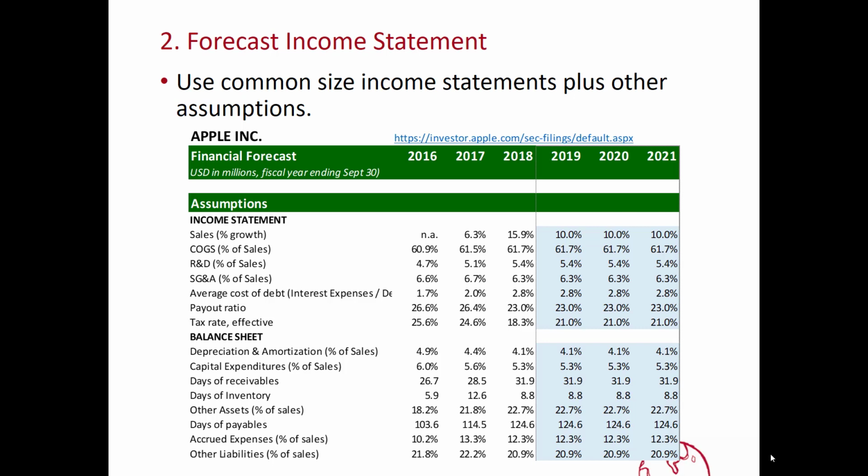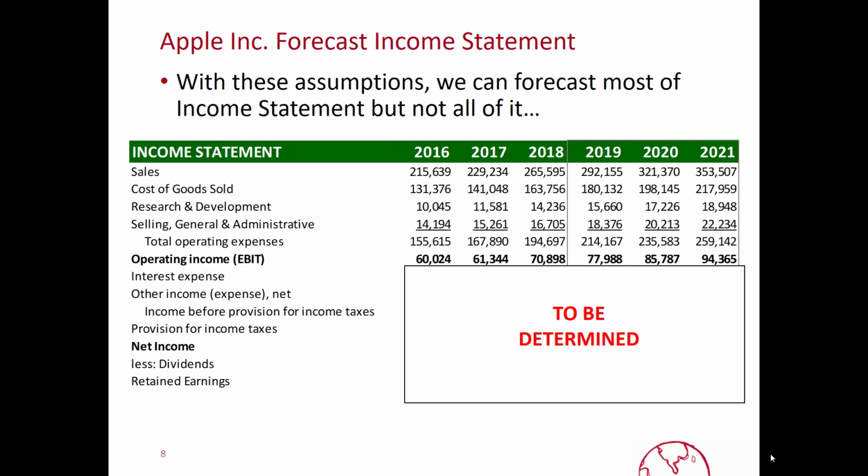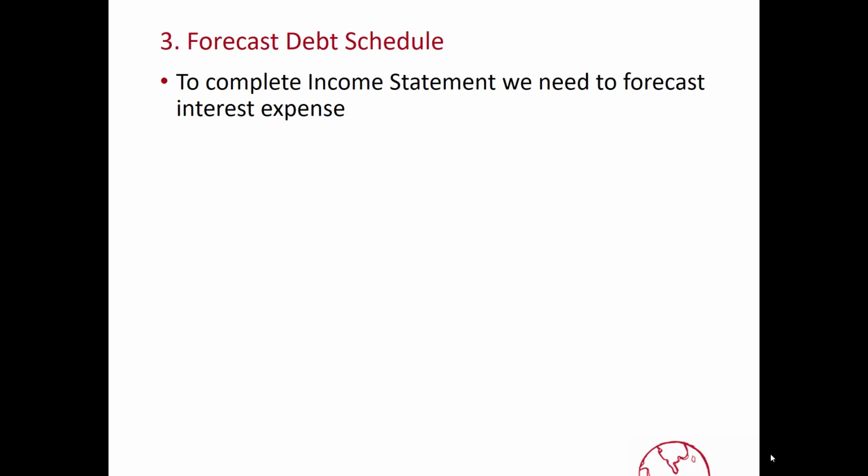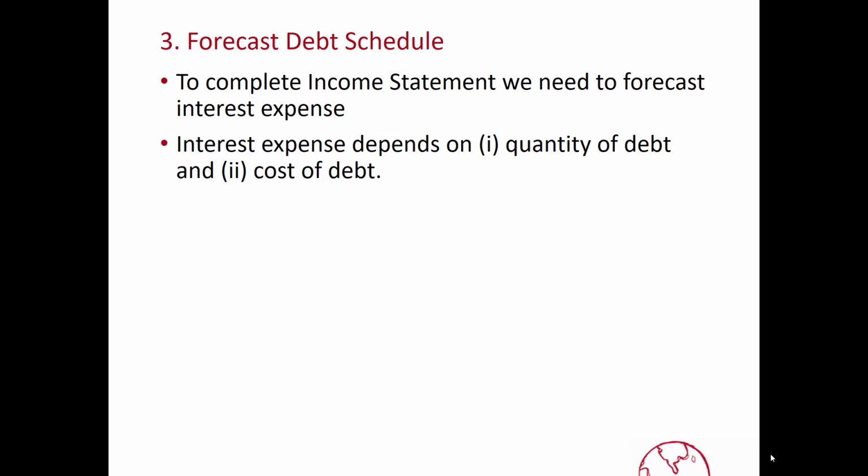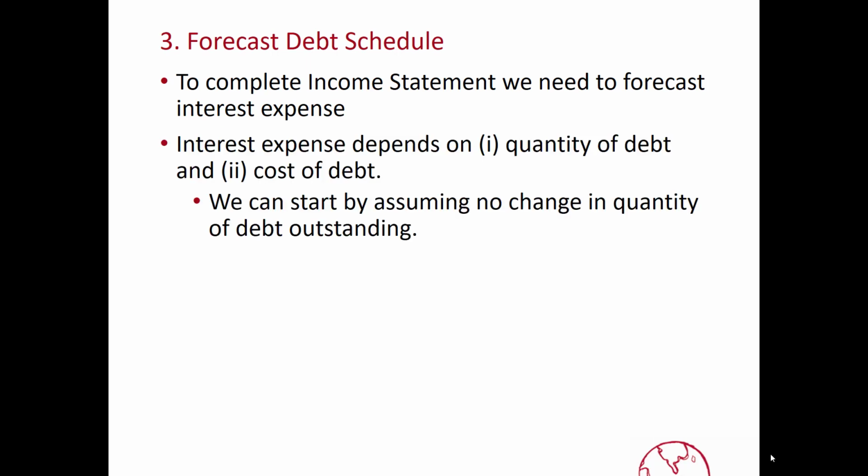And similarly, we're going to use historical relationships when making our 3-year forecast. We're able to use this forecast to generate sales, COGS, R&D, SG&A, and we can calculate our operating income or EBIT. However, we cannot calculate the remainder of this income statement until we know what our interest expense is. How do we forecast this income and interest expense? Well, we need to know the quantity of debt and the average cost of debt.